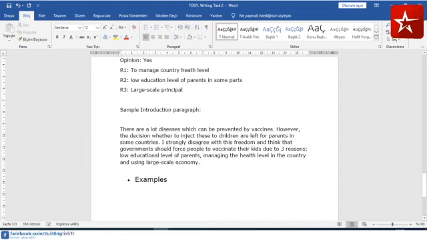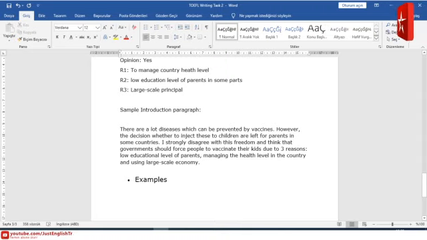Okay, so I have written something like this. There are a lot of diseases which can be prevented by vaccines. However, the decision whether to inject these vaccines to children are left for parents in some countries. So, I gave general information sentence 1 and 2. Then I continue with my opinion.